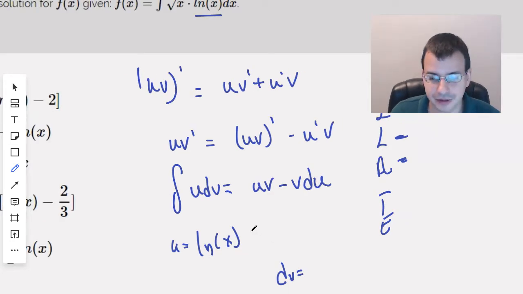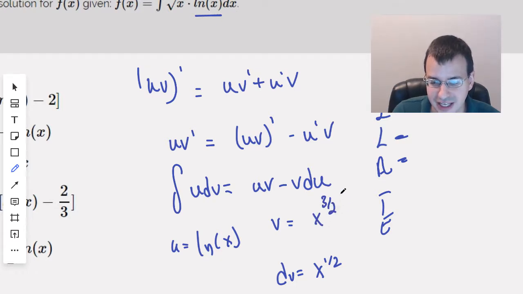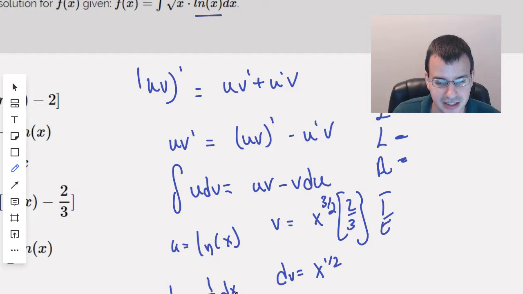Okay, so dv equals x to the 1/2. Take the integral of that, you get x to the 3/2 times 2/3, just power rule right there. Derivative of natural log of x is 1 over x dx.